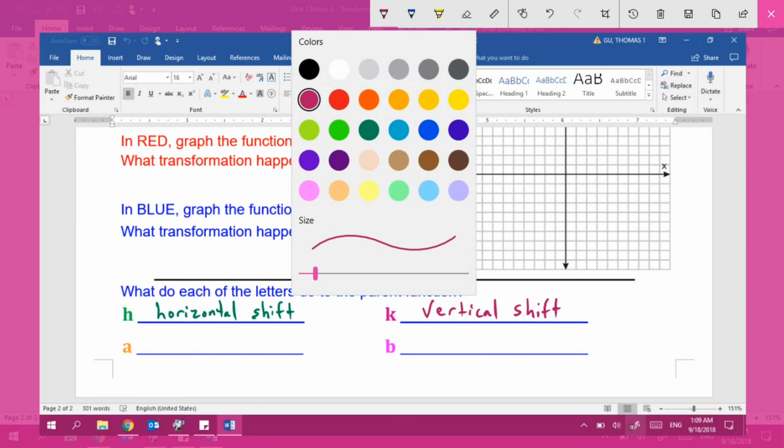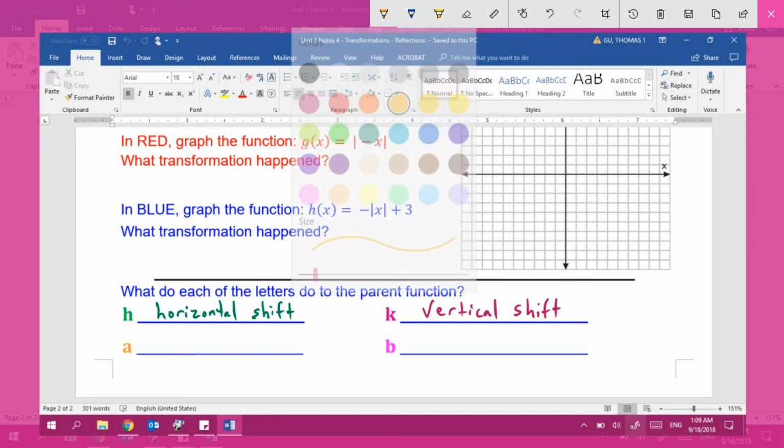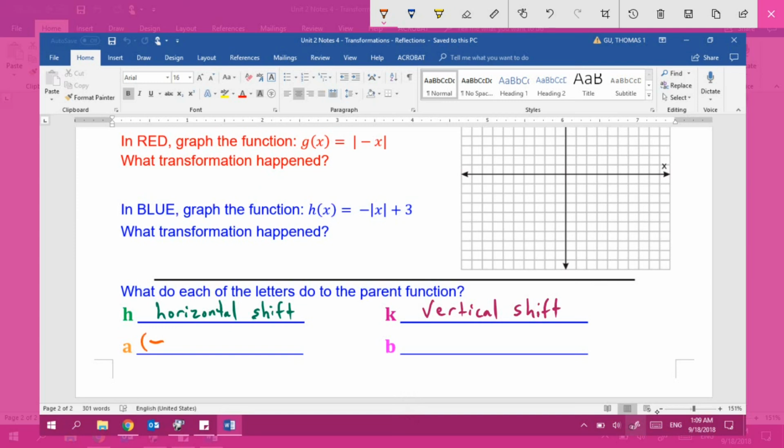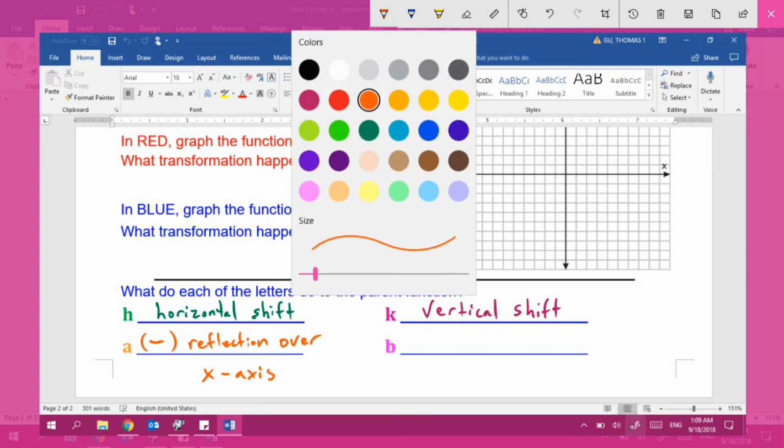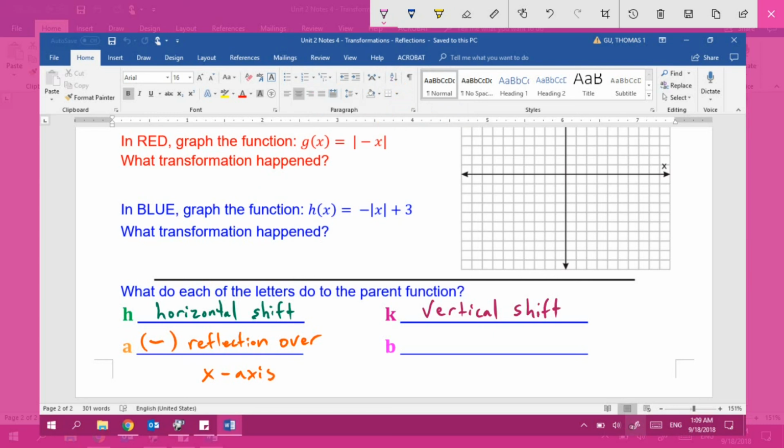All right, what about for A? A is on the outside of our function. When A is negative, then that's a reflection over the x-axis. And then finally we see the B, that's on the inside of our function, inside of our operation. And when B is negative, then we reflect, so it's a reflection over the y-axis. And there we have it.